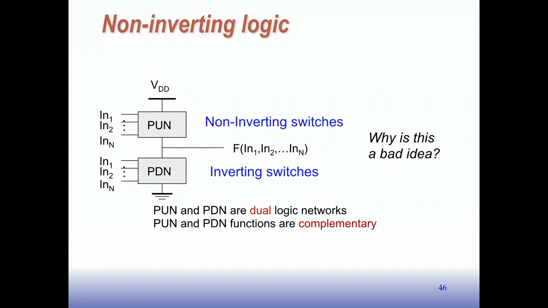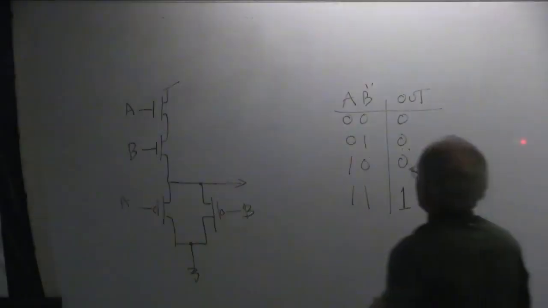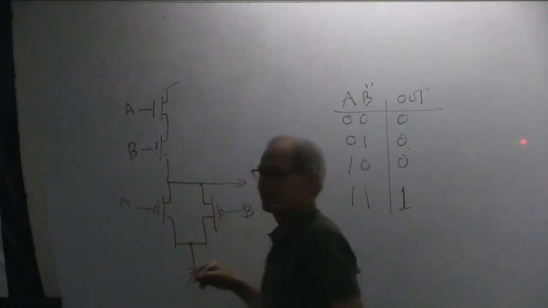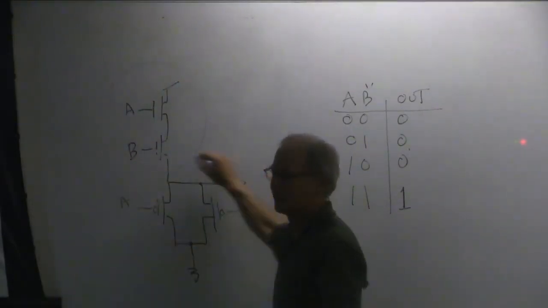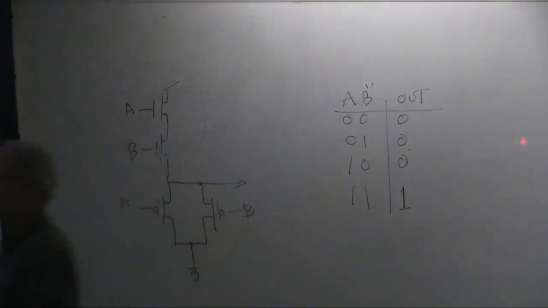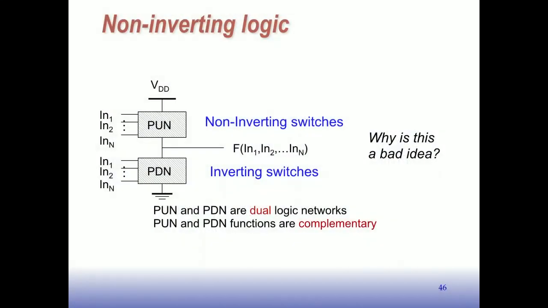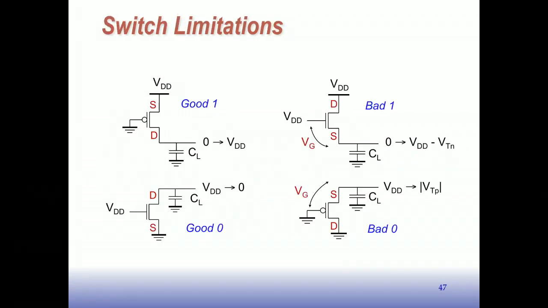We don't build gates this way because NFETs don't make very good pull-ups, and PFETs don't make very good pull-downs. Right? And the reason is, it goes back to this threshold voltage that I was talking about a minute ago.